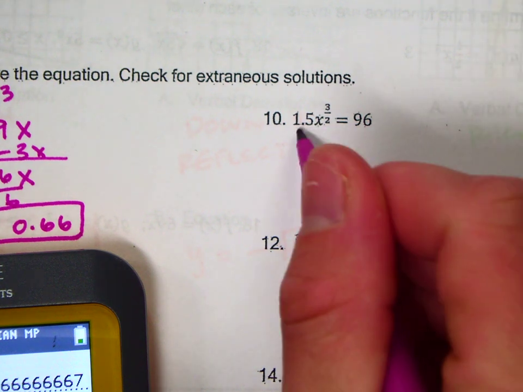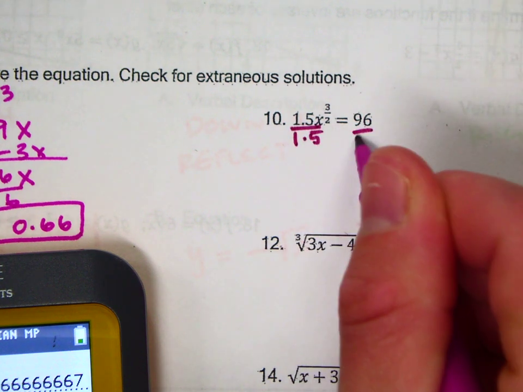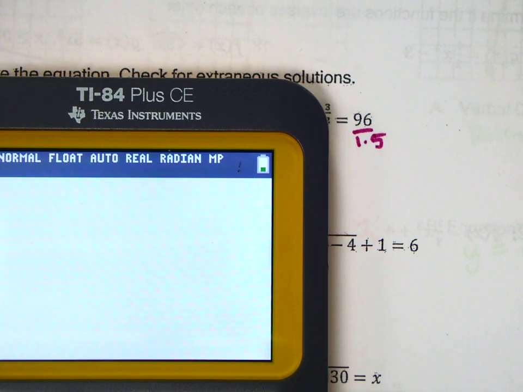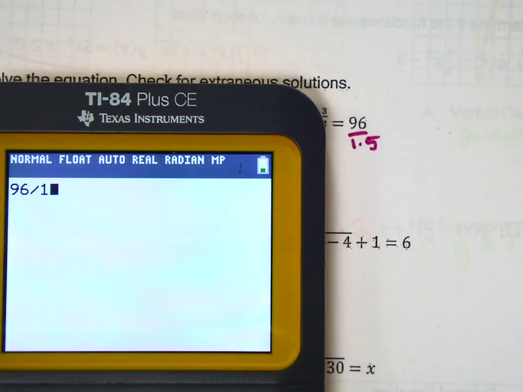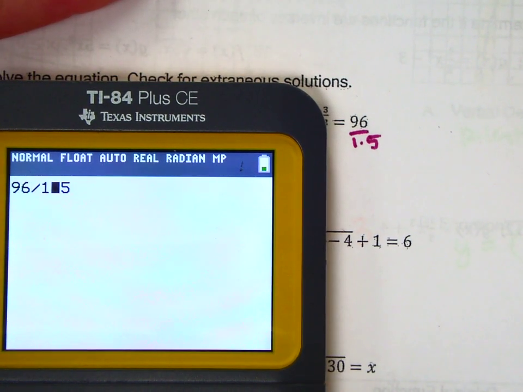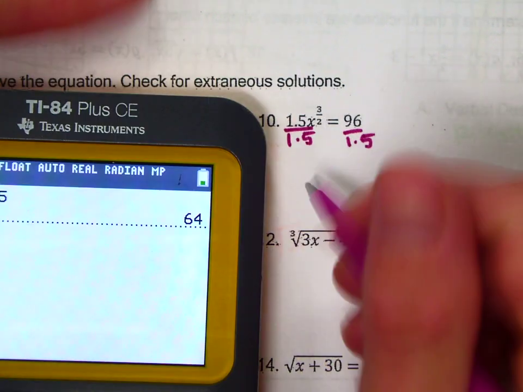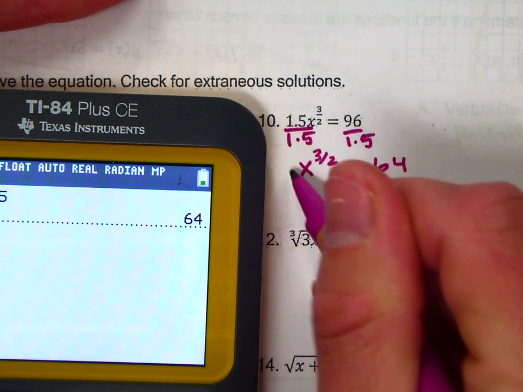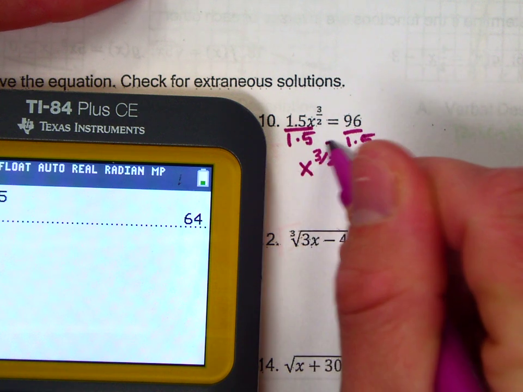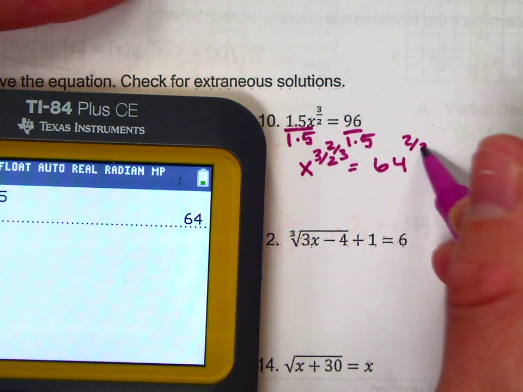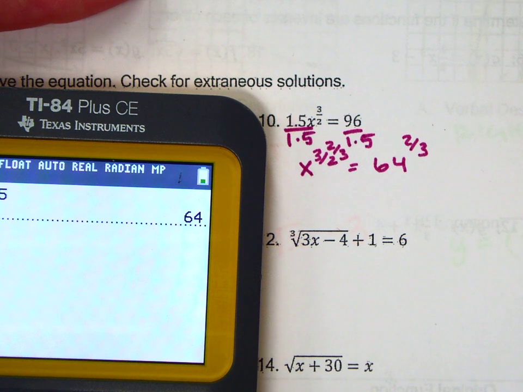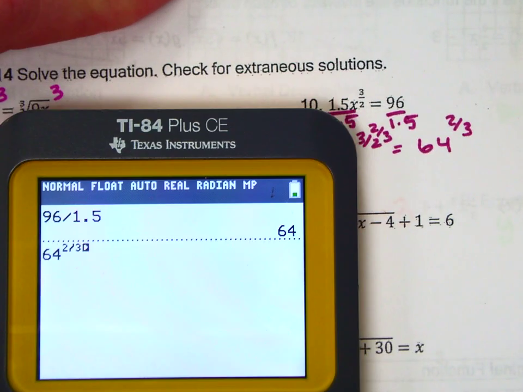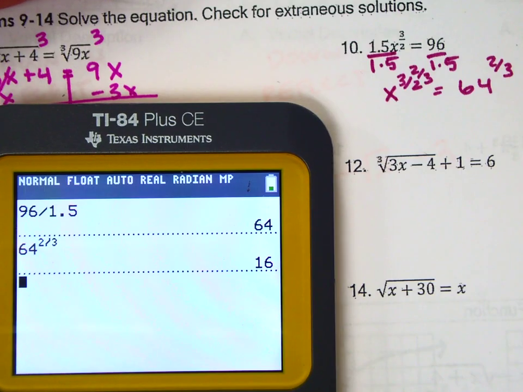All right, so on this one, I'm going to divide by 1.5 first. Right, so I'm going to zoom out a little bit. 96 divided by 1.5 is 64. And then I'm going to raise this to the reciprocal, 2 over 3. I'm going to type that in, 64 raised to 2 over 3. And that gives me 16.